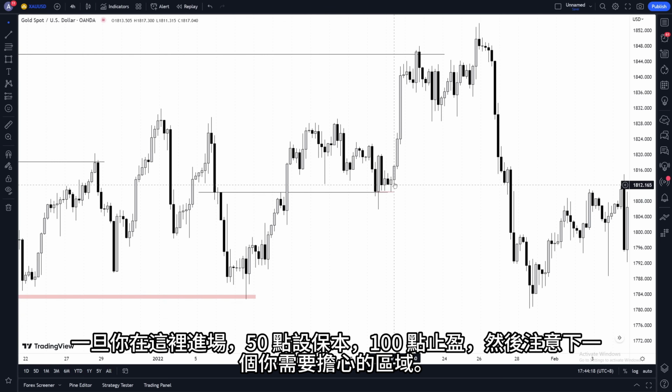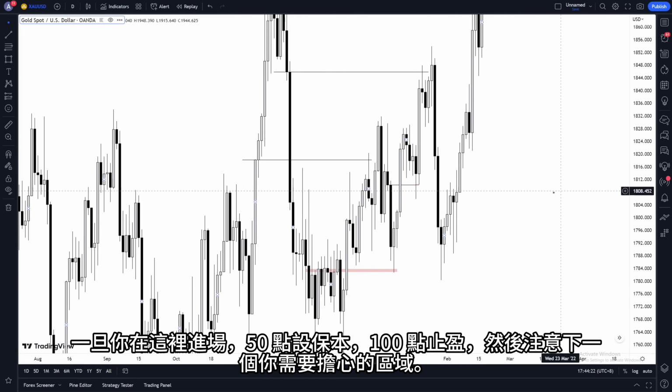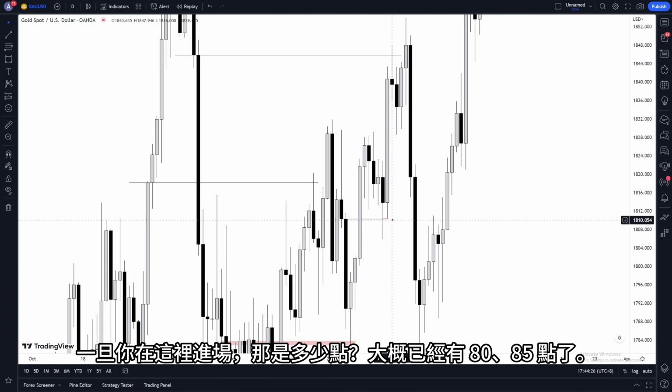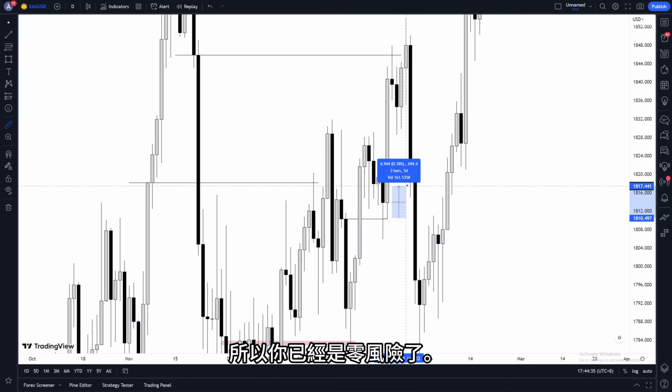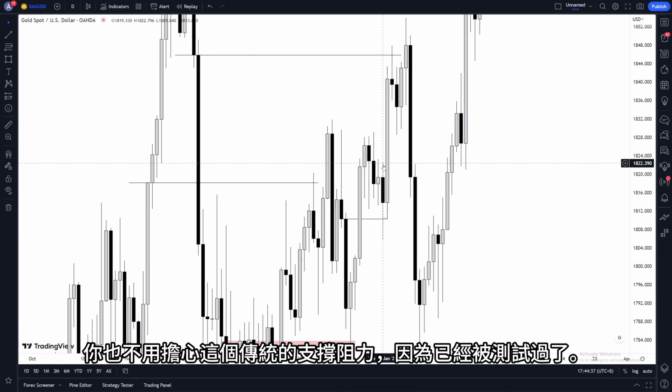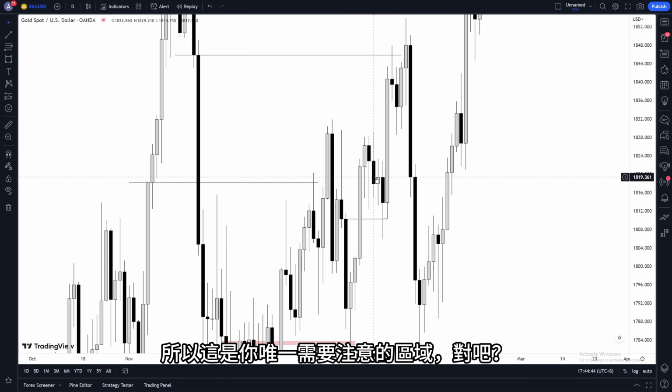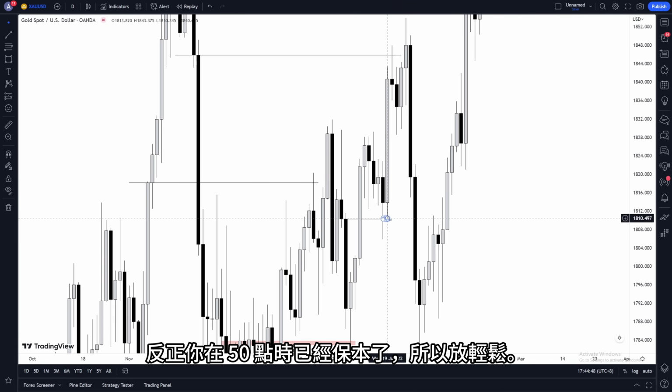And once you enter here, 50 pips break even, 100 pips take profit, pay attention to the next area for you to worry about. Now, the next area is probably going to be around this. So once you've entered here, how many pips would that be? That will already be about 80 pips, 85 pips. So you're already risk-free. You don't have to worry about this open close because it's been tested. You don't have to worry about this traditional SNR because it's already been tested. You didn't have to worry about this previously either because it's already been tested. So this is your only area that you want to pay attention to, right? And anyway, you're risk-free at 50 pips, so you're chilling.